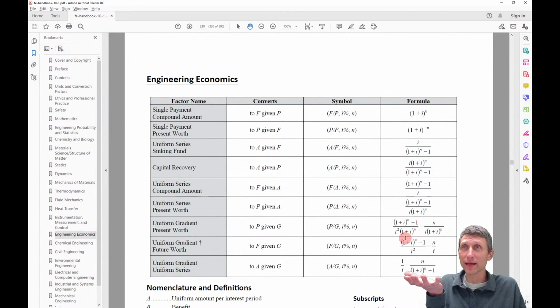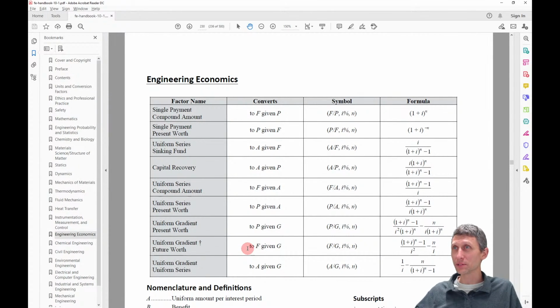Did I put it into Excel? Actually, I did. Actually, no, which one did I put in? We did the uniform series present worth, I think. I put a bunch of these into Excel just because I wanted to double check things. So, you don't have to mess with these formulas most likely, but they're there.